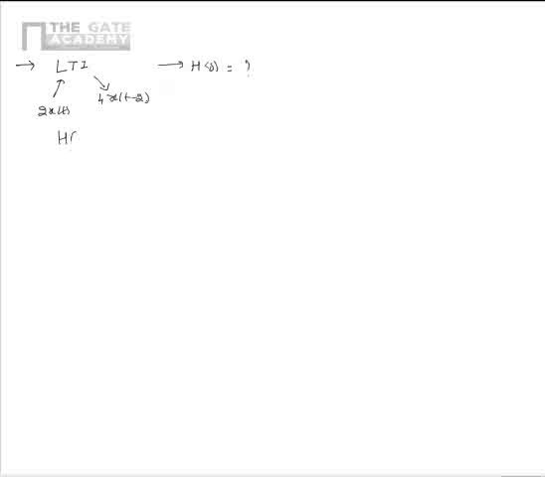We know that the transfer function of an LTI system h of s is given as the Laplace transform of output divided by the Laplace transform of input. So in the current problem, the Laplace transform of output can be written as 4 into e power minus 2s into x of s, and the Laplace transform of input is given as 2 into x of s. From this, we can write the transfer function of the LTI system as 2 into e power minus 2s.